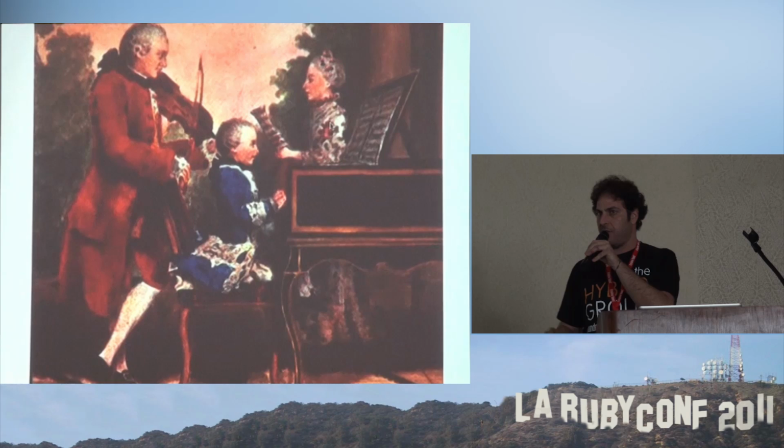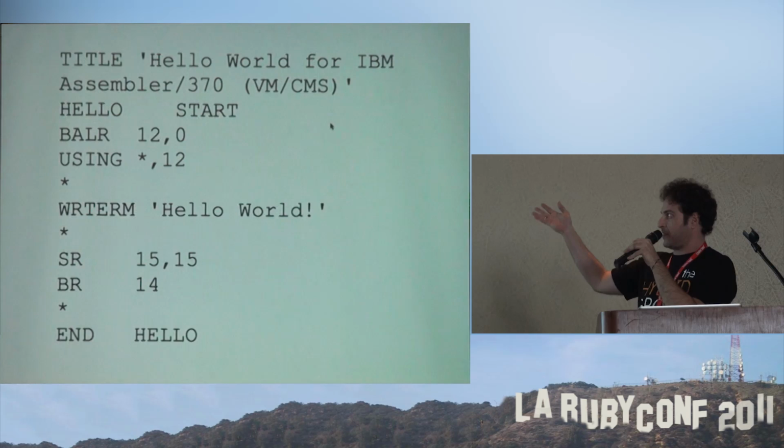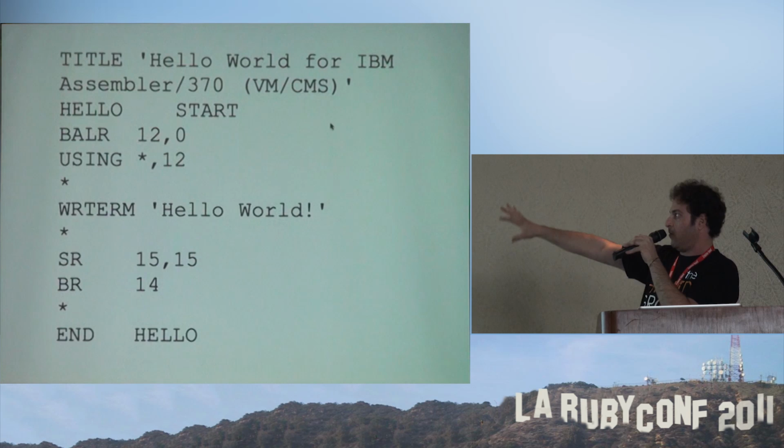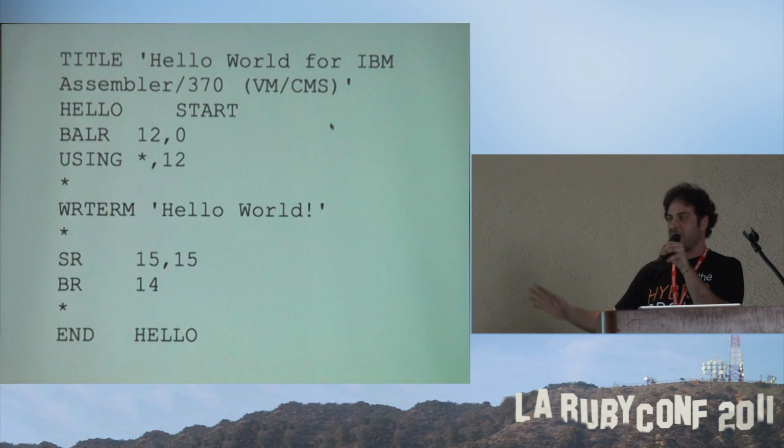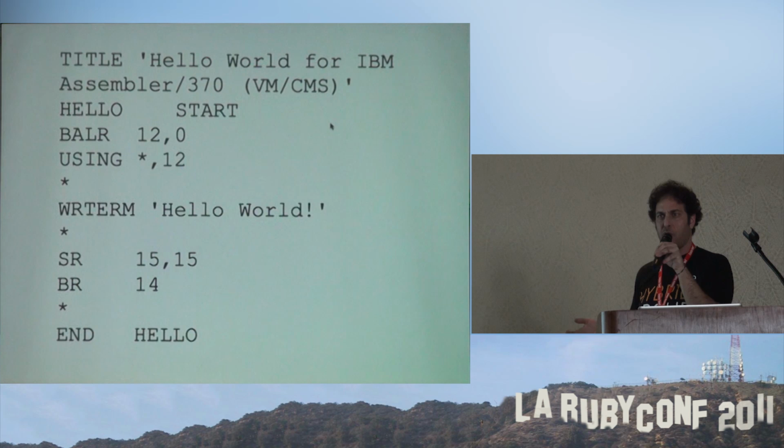Here's an example of some IBM 370 assembler code, circa early 60s. And here we see Hello World in IBM 370 assembler. Somewhere in there is Hello World. You can find it if you look. So it takes a lot of specialized knowledge to even do the simplest activities. And this is very similar to the professional priesthood class who basically ran data centers in the early days of vacuum tubes.